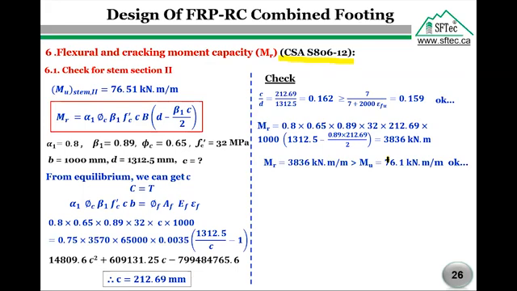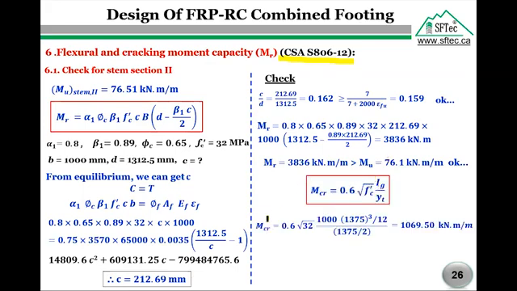By comparing the flexural moment capacity and the maximum factored moment, the flexural moment capacity is greater than the maximum factored moment. The cracking moment can be calculated using this equation for stem section number 2. So M crack equals 1069.50 kN meter per meter run. By comparing the flexural moment capacity and 1.5 M crack, the flexural moment capacity here exceeds 1.5 times the cracking moment capacity and satisfies the minimum reinforcement condition of the Canadian standard S806 2012.